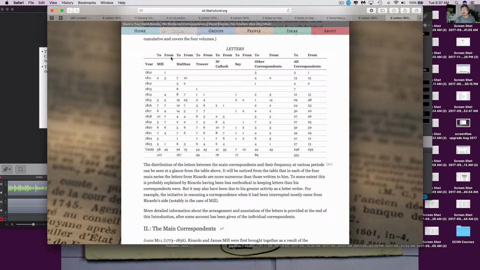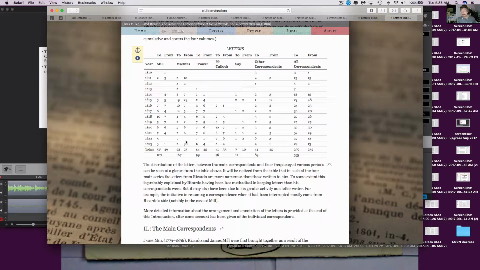And it's here. And you can see that the correspondence to Malthus is going to be the most, right? There's 167 letters to and from Malthus. And what we're looking at here are letters mostly from 1823. There's some letters from 1819, 1820, and then 1823. We're looking at these latter year letters that Ricardo and Malthus had.